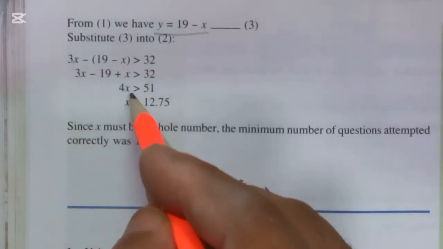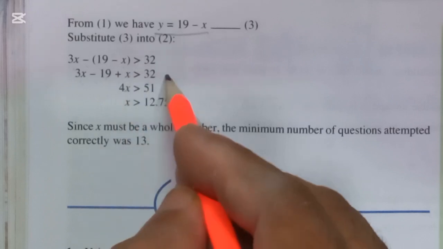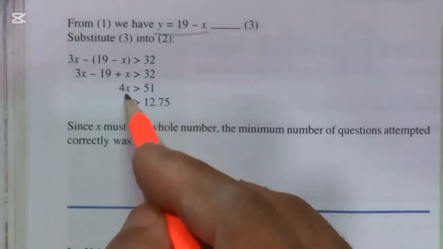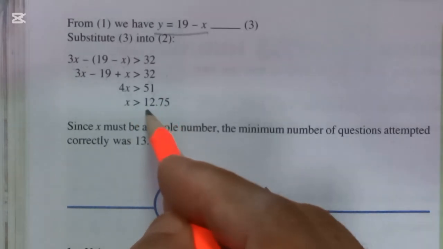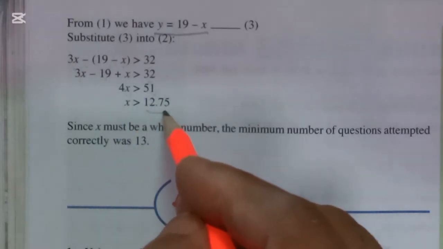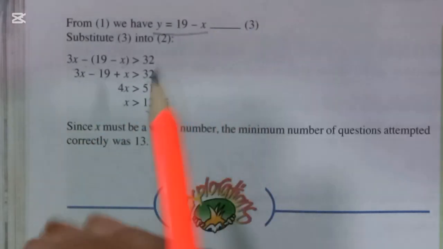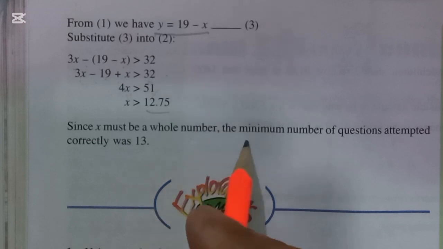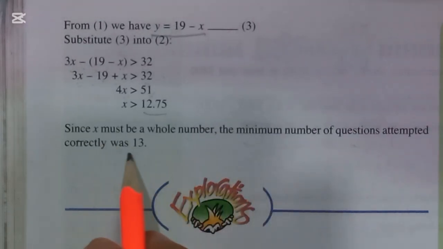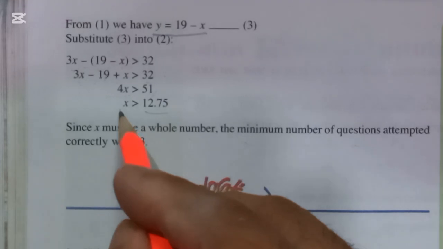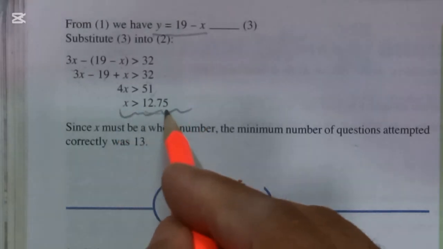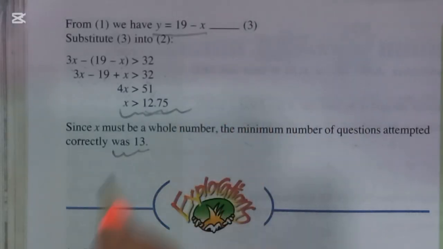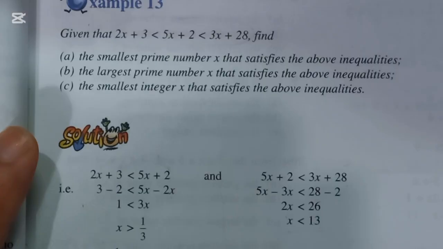From here, 3x plus x will be 4x, and this minus 19 will be added to the right hand side. So 32 plus 19 will make 51. And from here, x is greater than 51 over 4, that will make 12.75. Since x must be a whole number, the minimum number of questions attempted correctly was 13. So he must attempt greater than 12.75, so at least he must attempt 13 correct answers. So this is the answer.